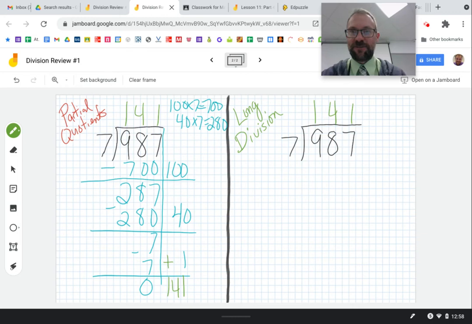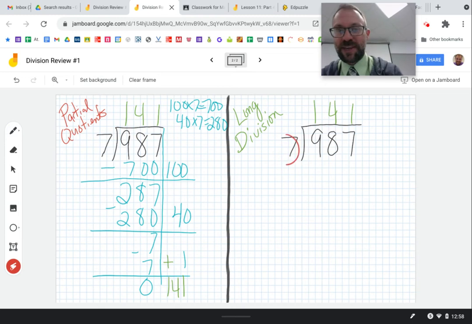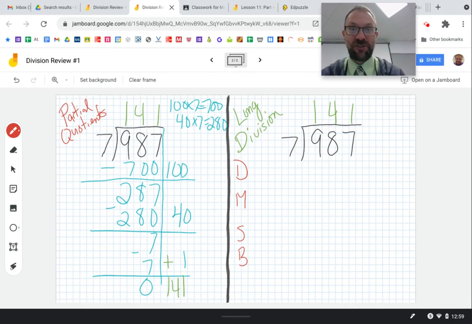Let's see now. I'm actually going to leave my quotient right on top there, and that's going to make my life a little bit easier. Check this out. On to long division. In long division, we start by asking ourselves, how many groups of 7 can I make from 9? Well, the answer is 1, right? That step is done. Let me back up. Let me write divide, multiply, subtract, and bring down. That's a good idea. You should do that.